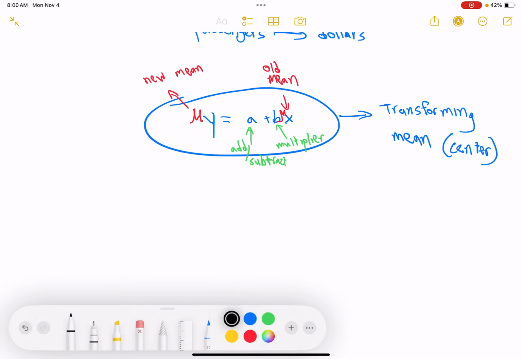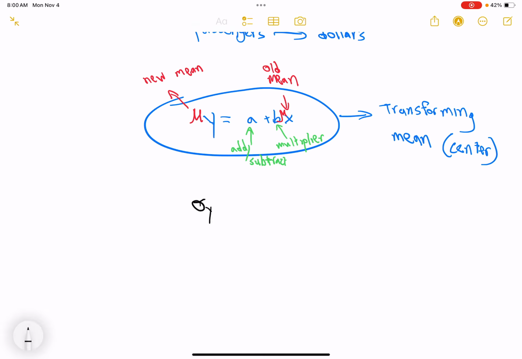And to go slightly forward, and we're still on slide 22 for this. For standard deviation, it's the same idea, but what we do is we take the new standard deviation and we admit that the old standard deviation times our value B is what we have to put together to get our new standard deviation. So this is our old standard deviation.